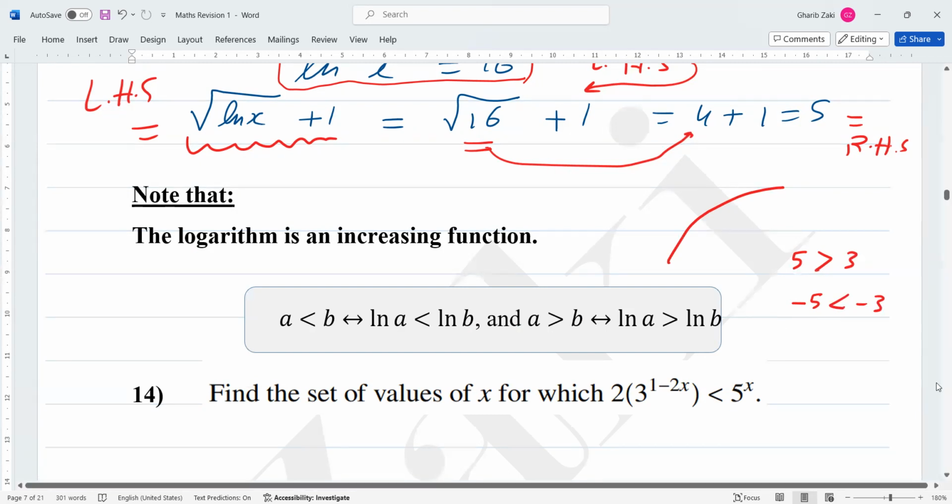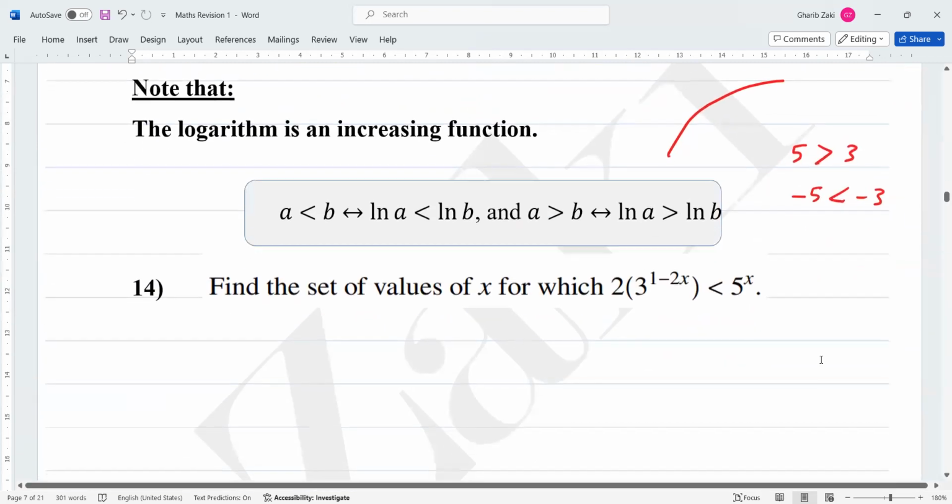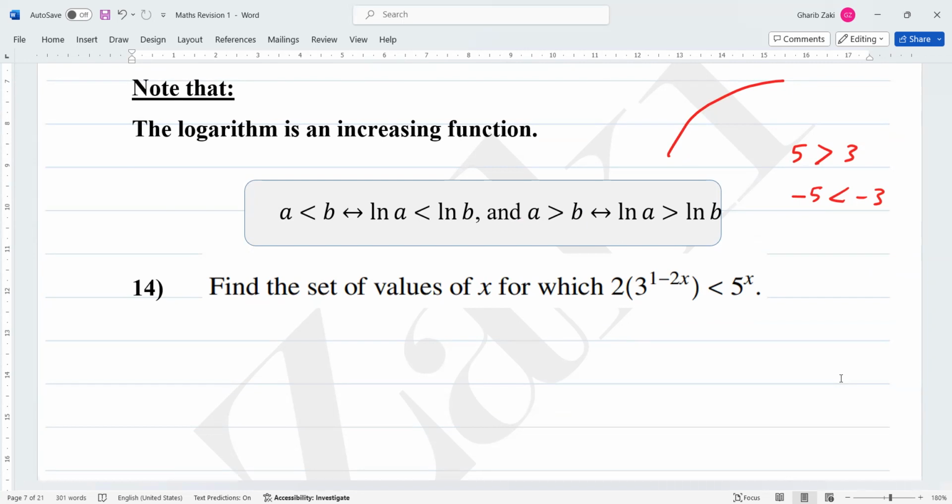Let us solve question number 14 together. Think first of question number 14. I will help you, but try first to solve number 14. Find the set of values, not only one value, it is a set of values of x for which. Try to think of it.